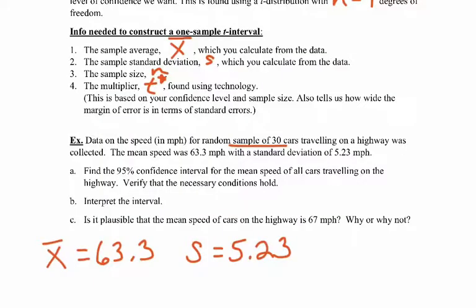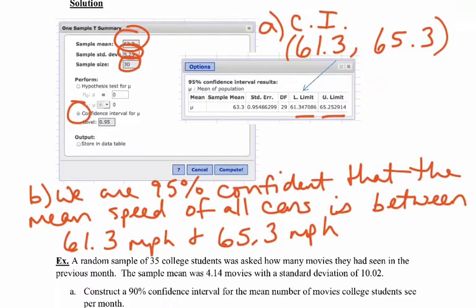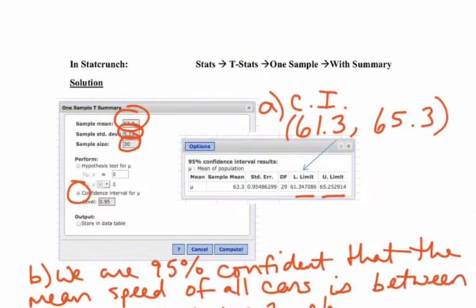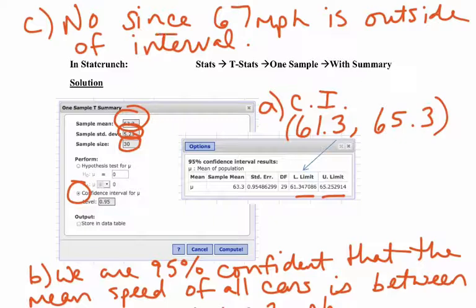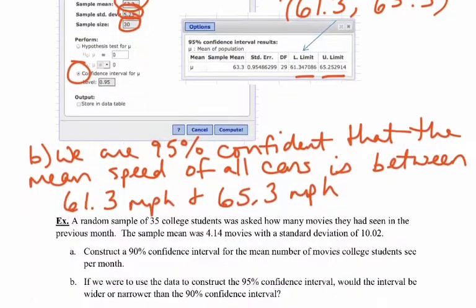Now part C said, is it plausible that the mean speed of cars is 67 miles per hour? Well, what do you think? If my lower limit is 61.3 and my upper limit is 65.3, does 67 seem plausible? Hopefully you'd say no. So let's see, I'm short on room here, so I'm going to write it up here. So we'll say no, since 67 miles per hour is outside of the interval that we came up with. Okay? And that's all you're going to do.